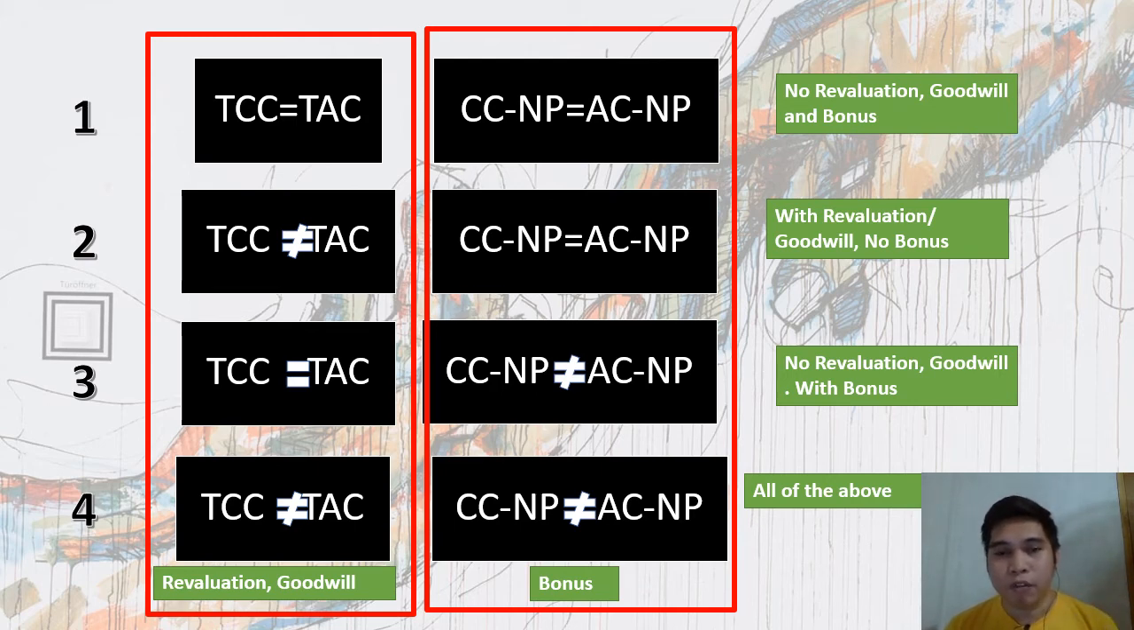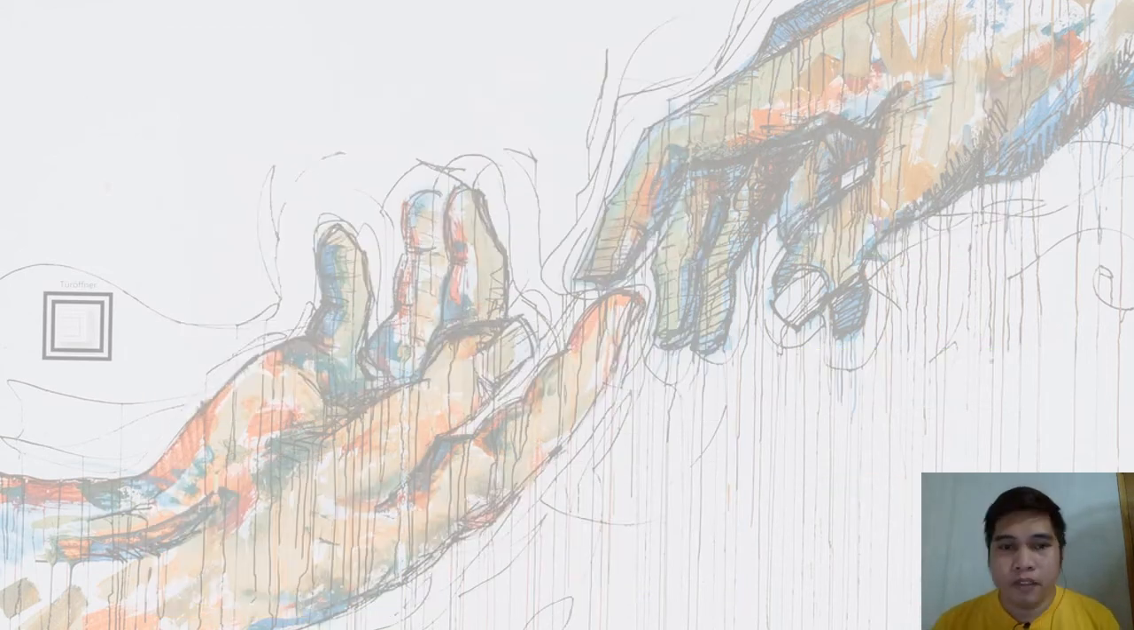Gagamitin mo lang po ito kapag hindi provided ng problem kung anong gagamitin. Of course, pag sinabi ng problem kung may revaluation, kahit hindi mo na to sundin kasi automatic naman na masosolve natin yung problem. Okay, so let's have an illustration. So basically, sundan nyo lang po kung paano siya ginagawa. Then, pwede nyo reinvent kung anong mas madali sa inyo.